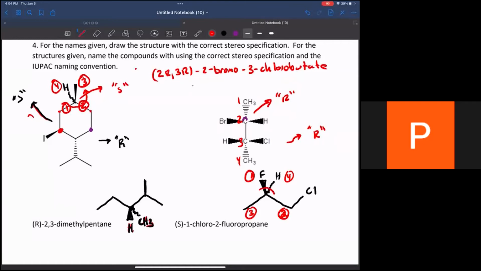And so I would get 1, 2, 3. That's the R direction, the clockwise direction. The lowest priority group is pointing away from us. So that just means I drew the wrong one. All I have to do is switch the fluorine and the hydrogen, and then I'll have the correct structure. Switching 2 groups gets you the enantiomer. Okay, that's it.